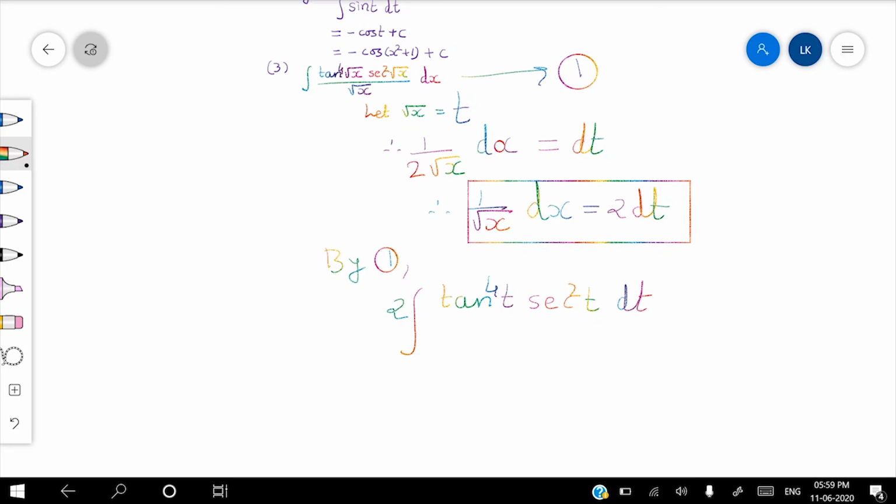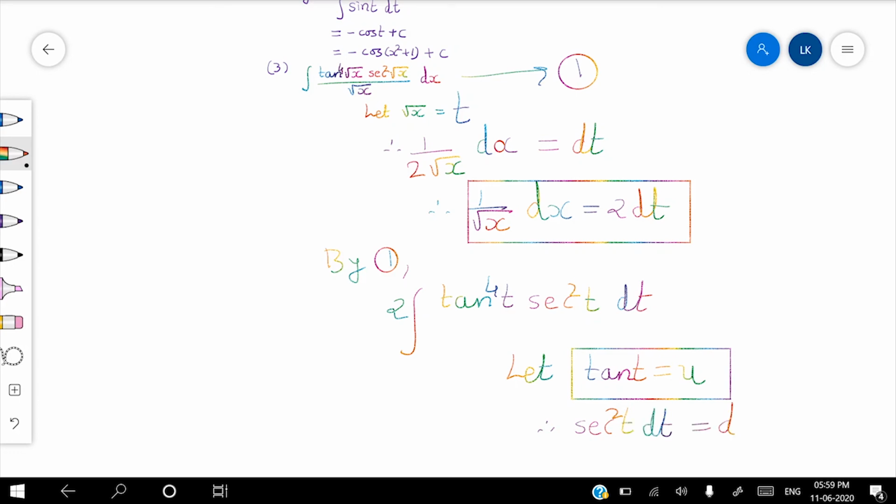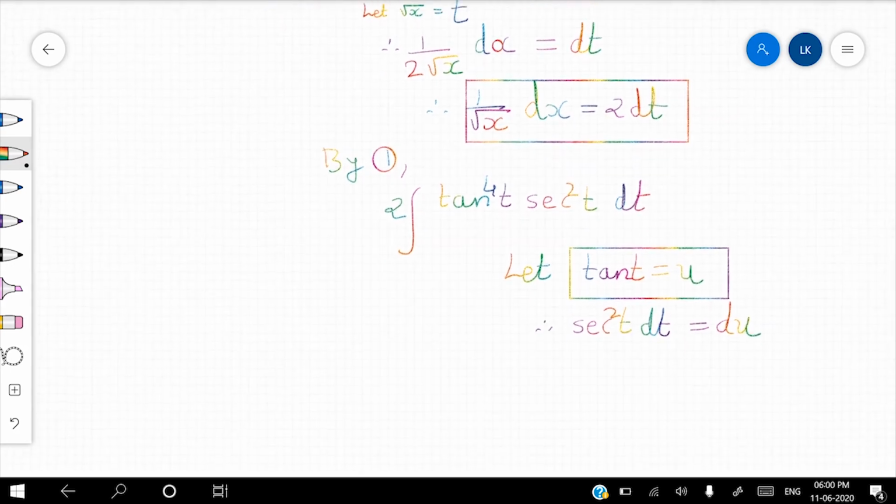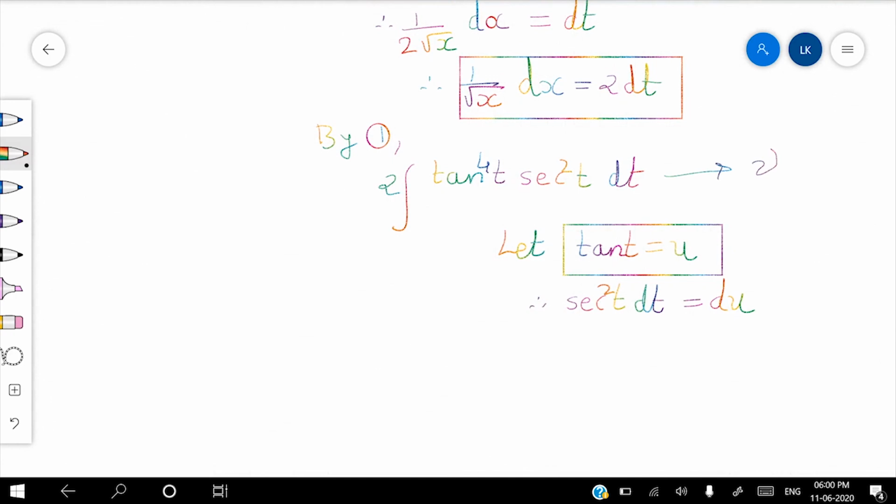Here we are not getting the answer. Again we have to assume. What is the relation between tan and sec? Yes. Is there any relation? What is the derivative of tan? It is sec square. Therefore, let us assume another substitution, tan t is equal to another variable. Suppose it is u. Why are we assuming like this? Because you know the derivative of tan is sec square. Okay. So here it is sec square t. Again derivative of t is dt equal to derivative of u is du.